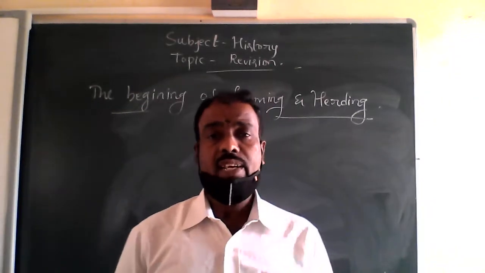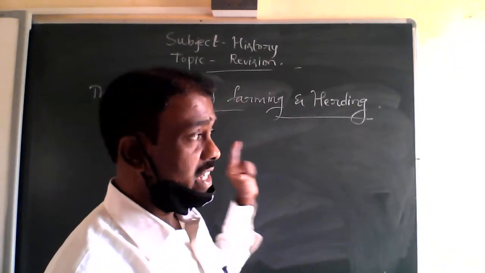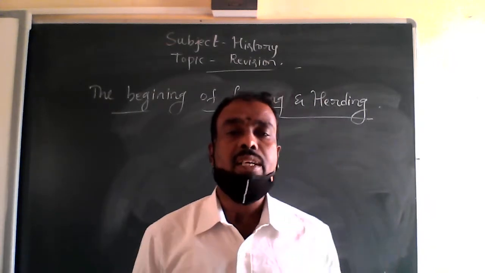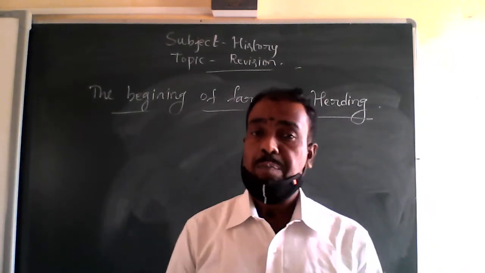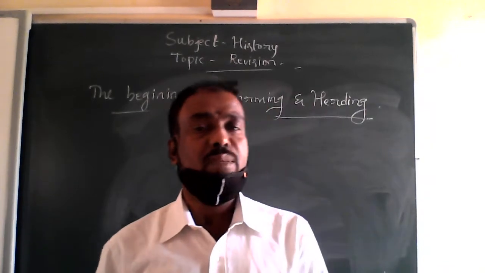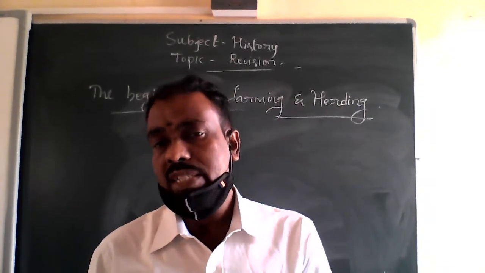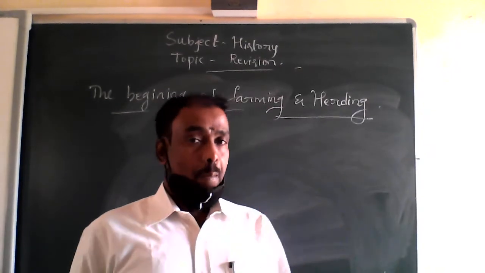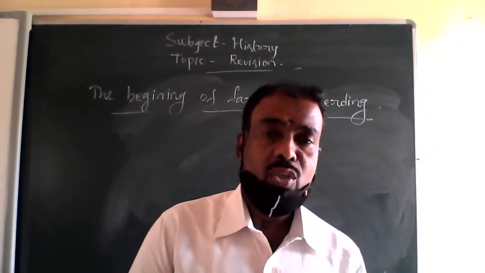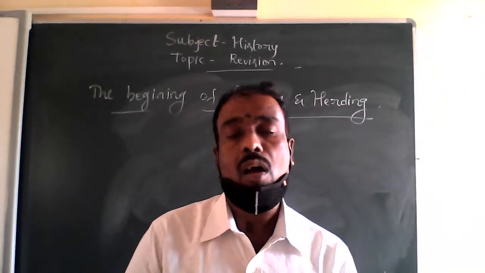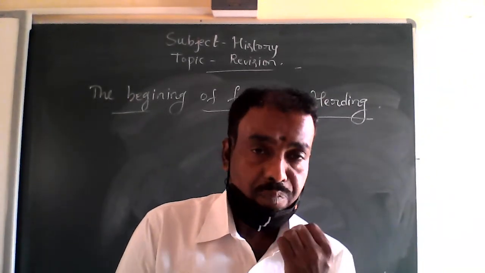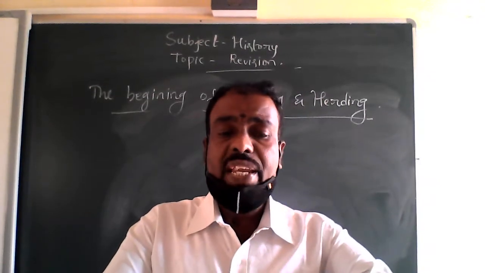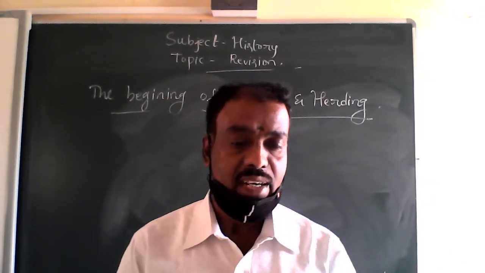So it is very clear about the different ages which I have explained: the Paleolithic, Mesolithic and Neolithic. Paleolithic means Old Stone Age, Mesolithic means Middle Stone Age, and Neolithic means New Stone Age. Now let us discuss the beginning of farming and herding.